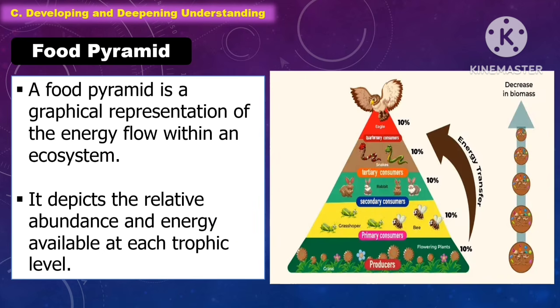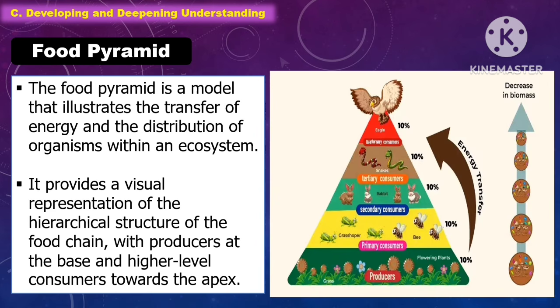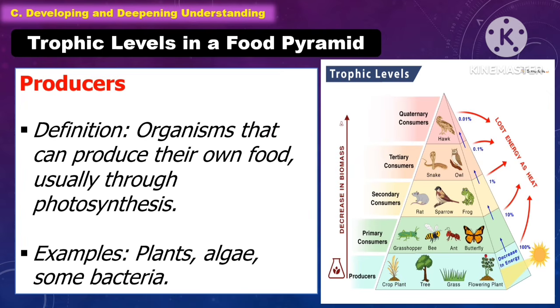A food pyramid is a graphical representation of the energy flow within an ecosystem. It depicts the relative abundance and energy available at each trophic level. The food pyramid is a model that illustrates the transfer of energy and the distribution of organisms within an ecosystem. It provides a visual representation of the hierarchical structure of the food chain, with producers at the base and higher level consumers towards the apex.